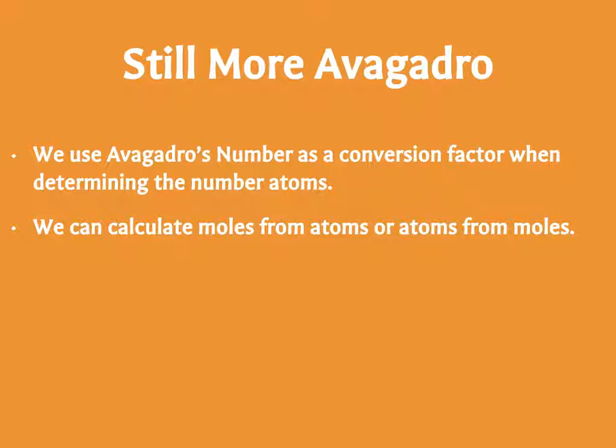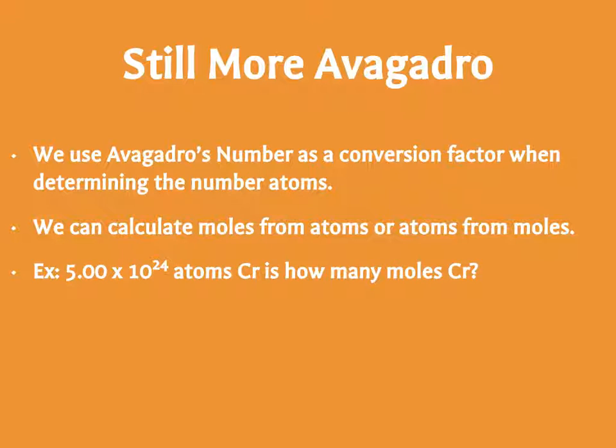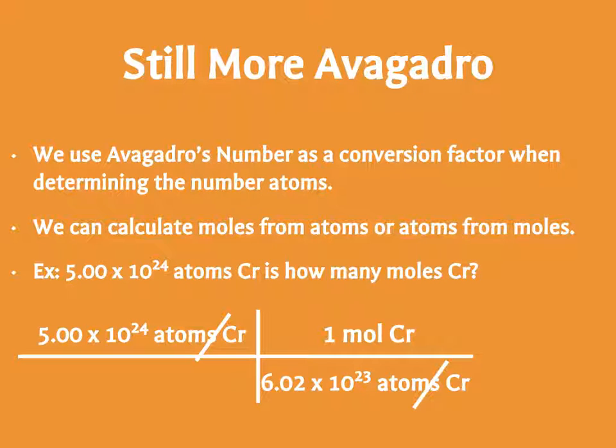Lastly, we can go from moles to atoms by multiplying by Avogadro's number, but we can also go from atoms to moles by, you guessed it, dividing by Avogadro's number. So in this example problem, 5.00 times 10 to the 24th atoms is how many moles? Well, you take 5.00 times 10 to the 24th divided by Avogadro's number, and you get 8.31 moles of Cr.